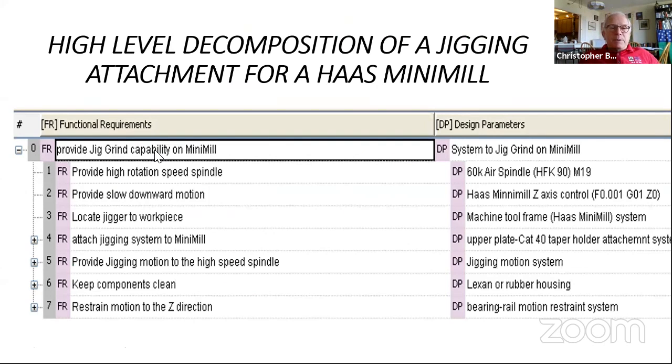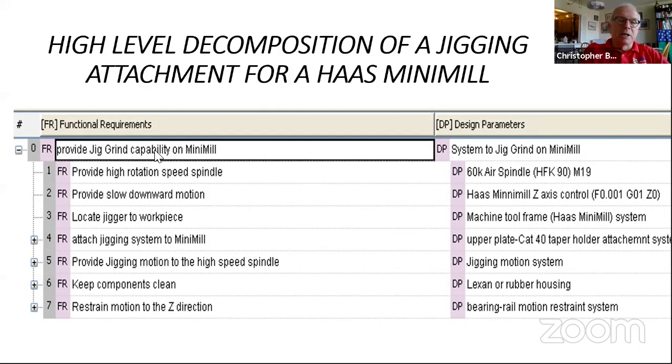Okay, so let's see an example. So the jigging attachment goes on a Haas mini mill. Jiggers cost about $100,000, and they're for making nice, precise holes in ceramics, where you can hold tight tolerances. A mini mill at the time we did this cost $30,000, so much cheaper than a jigger. And the question was, can we make an attachment that will go on the mini mill?